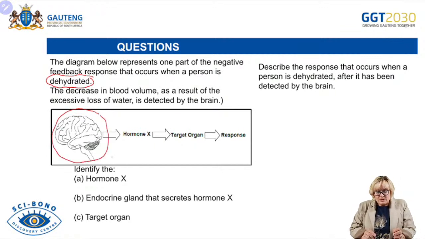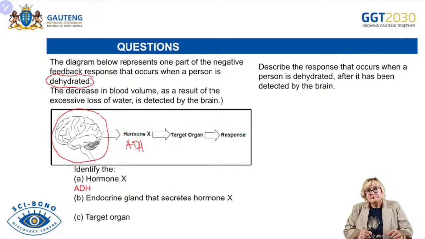So if this is the brain, and you know now that it's something to do with water, then you must know it's the hypothalamus that is going to tell the pituitary gland to please secrete ADH. Now let us see. They say identify hormone X. All right, so we've already said that hormone X must be ADH, isn't it? Because that's the hormone that is associated with the water concentration in our body.